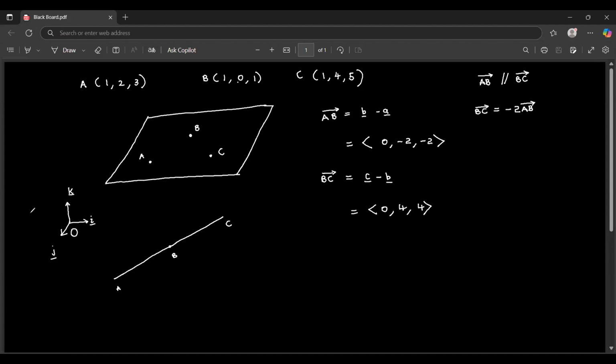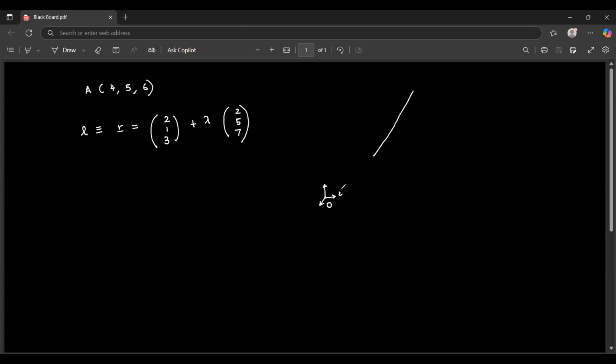Other than this, we might also face questions like this. They will give you a point on the plane and also a line on the plane, saying A lies on phi as well as L lies on phi. So this can be visualized as, let's draw the origin first. It's always better to visualize this origin, with i, j, and k. So this is the plane.